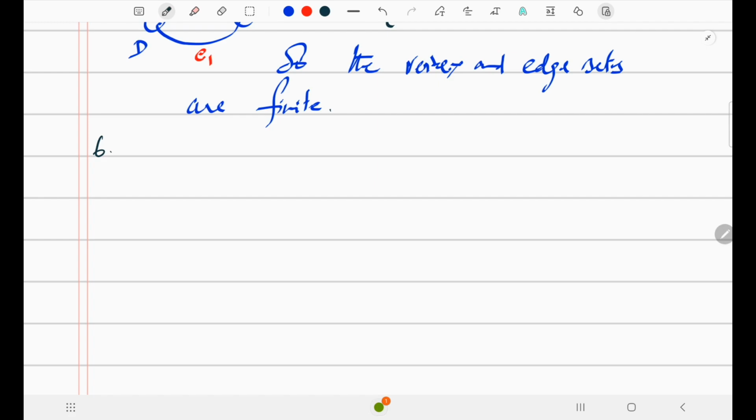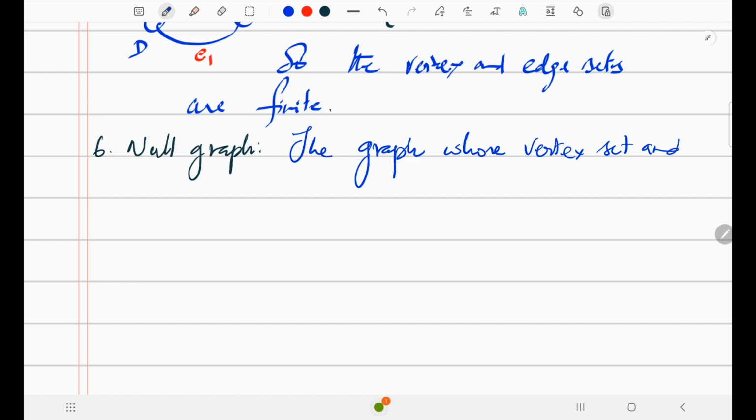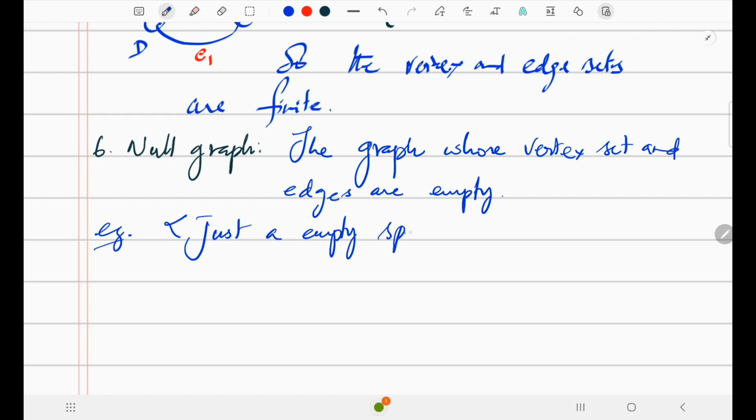And the next terminology, number 6, is null graph. The null graph is the graph whose vertex set and edge set are empty. So here we cannot give any example because we don't have any edges or vertices to represent this null graph. So null graph cannot be represented. It is just a blank space, meaning no edges and no vertices.